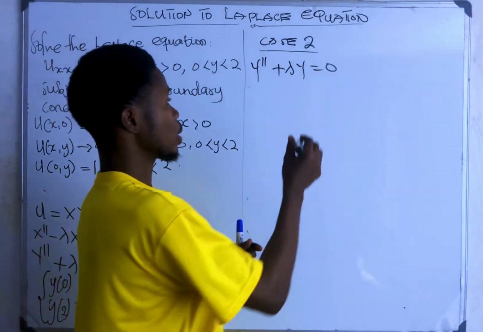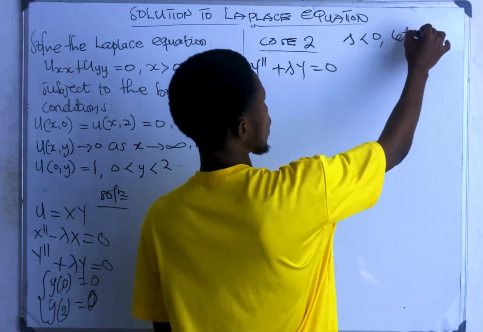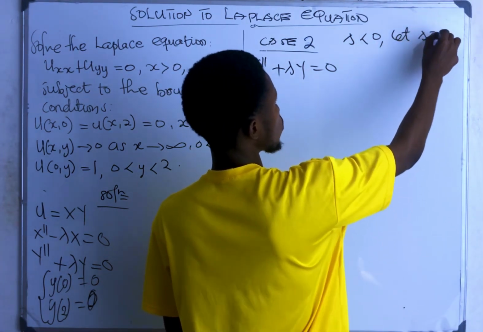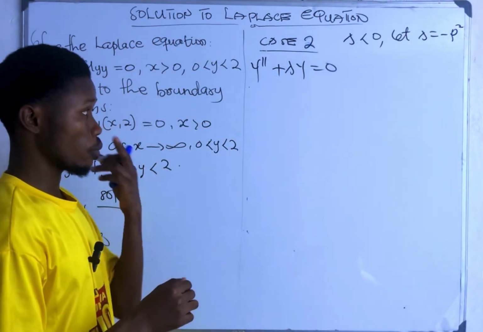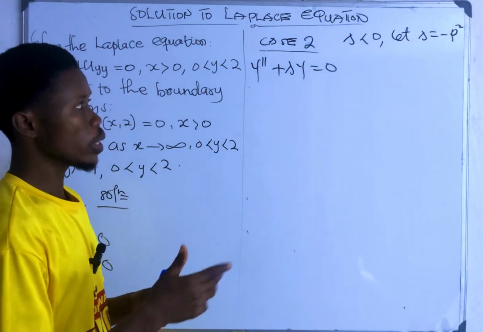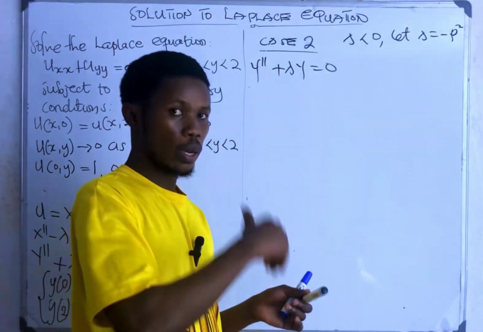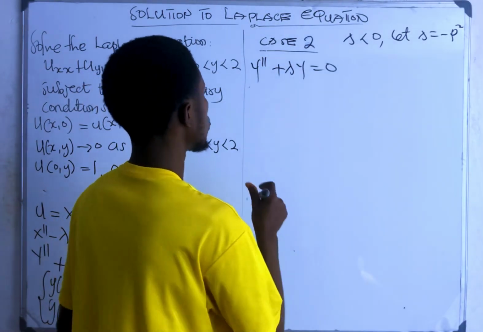So let's consider that when lambda is less than 0. We say let lambda be equal to negative p squared. Here you consider that one first. You can do the other one. If you get the solution, you work. After that, you come to this one, no problem with it. Okay, so now let's move on.